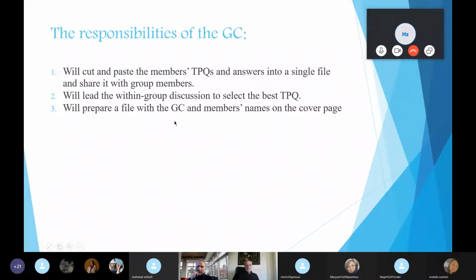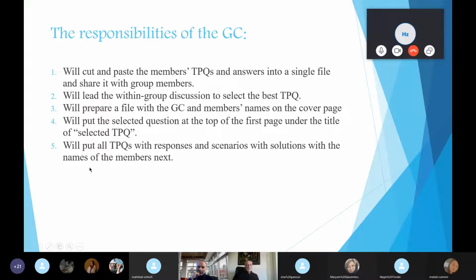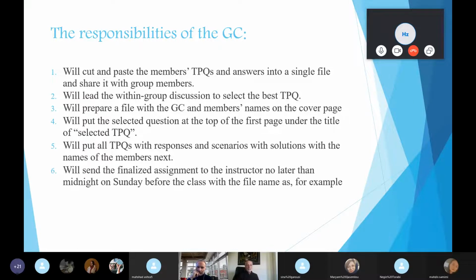And then prepares a file and shares it with the group. Put selected questions at the top. I don't really care, between you guys, you are insiders, I don't really care where the question is. But the more instructions you give them, first of all, they understand following the instructions. They have to read the instructions. That is learning, okay? And organizing the questions and items is another skill that they learn. All TPQs with responses and scenarios with solutions. And then when finalized, send it to the instructor, no later than Sunday, for example. So they understand meeting deadlines. They understand being concerned with time, self-regulation, in fact. And then upload the copy into Dropbox or any other social media platform you have.